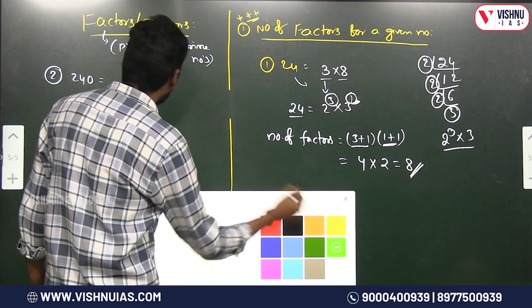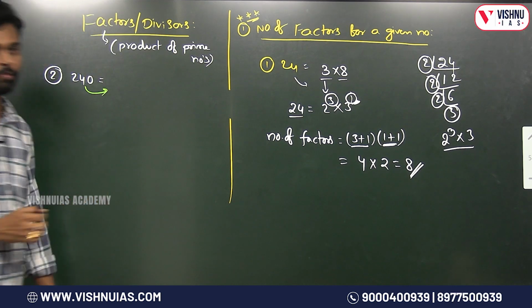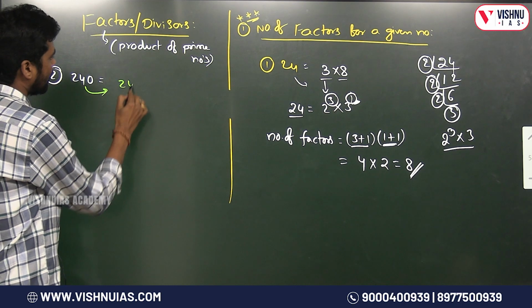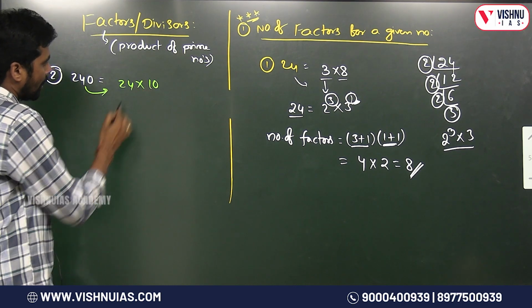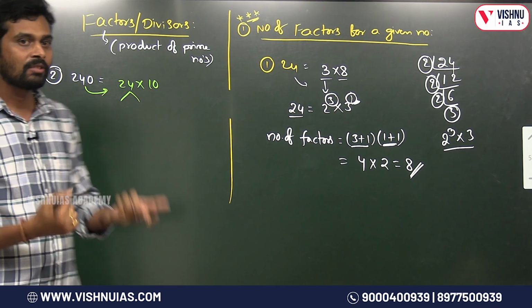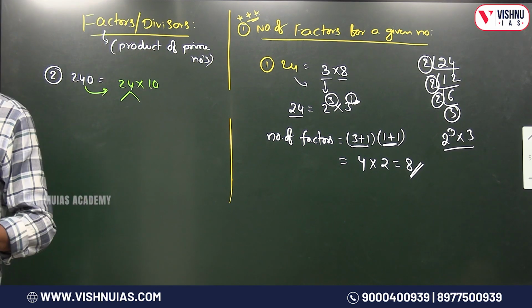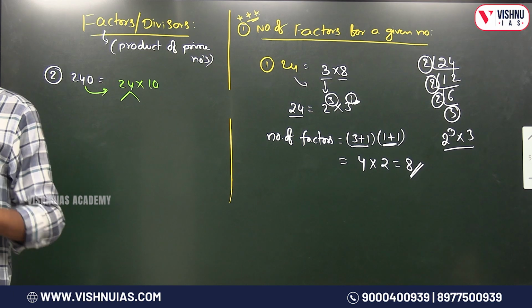So first of all, tell me how you can break this number 240. What is the immediate idea that comes to your mind? 24 into 10. Now you tell me that 24 can be written as what? How do you break this 24 again? Because 24 is not a prime number, right? So how do you break it as a product of prime numbers?